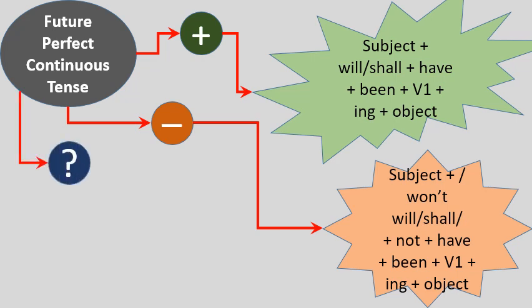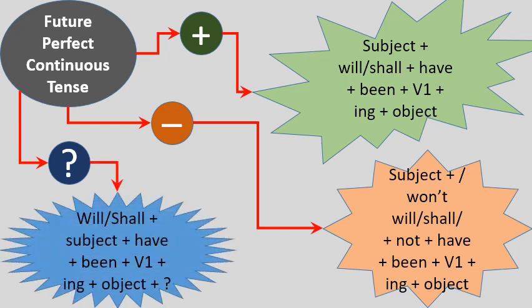In the interrogative sentence, the structure will be will or shall plus subject plus have plus been plus first form of the verb plus ing plus object. For example, will you have been eating vegetables for 3 months?